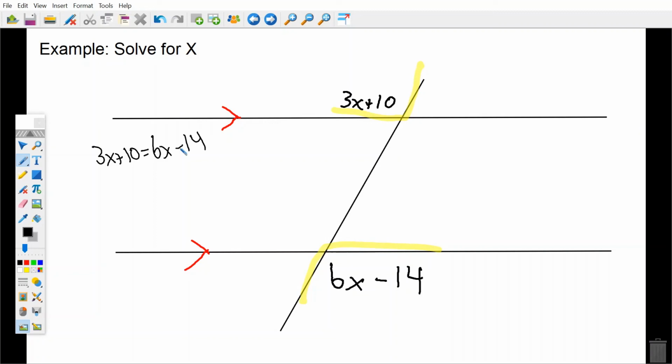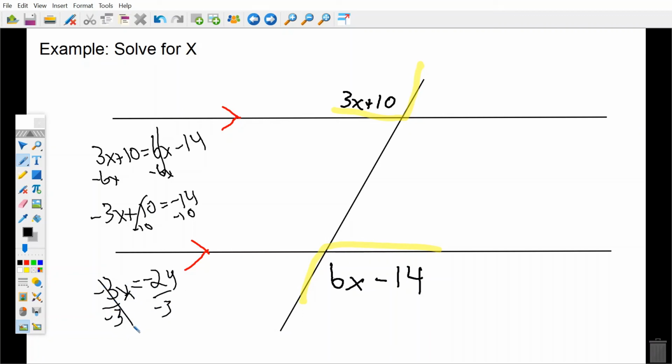Now it's just a matter of solving for x. I can subtract 6x from both sides. Negative 3x plus 10 equals negative 14. Subtract 10 from both sides. Negative 3x equals negative 24. Divide both sides by negative 3. x equals 8. So the value of x is 8.